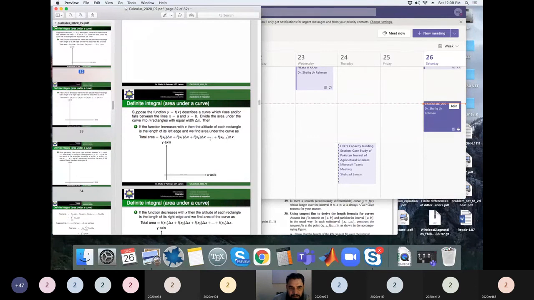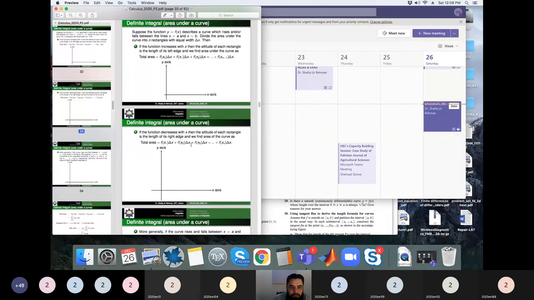For the very first case, if the function increases with respect to time, then the altitude of each rectangle would be considered by looking into the length of its left edge. So for the very first subinterval, the left edge would be corresponding to x0, and for the last rectangle, the left edge would be corresponding to xn minus 1. So annotate this one.